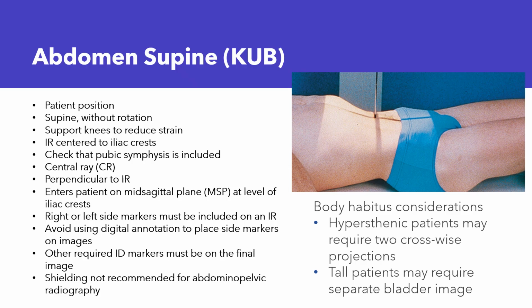All right. The abdomen supine, the technologist is going to call it a KUB. That stands for kidneys, ureters, bladder, which is the critical anatomy that needs to be revealed on this projection.